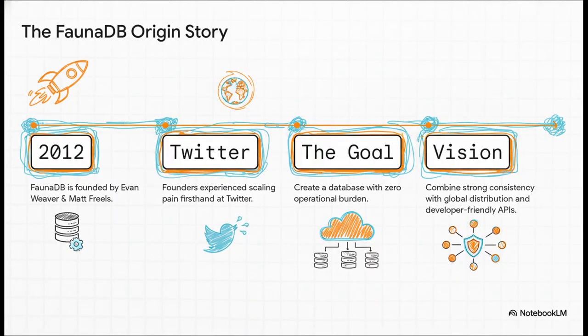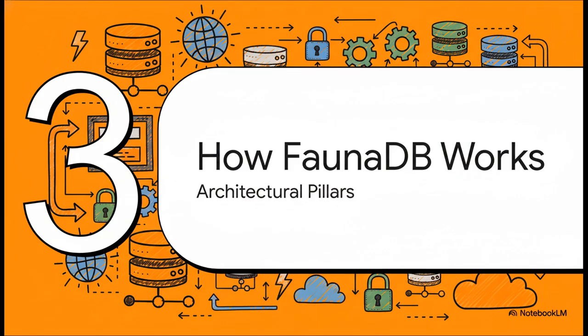Right. So back in 2012, two engineers from Twitter, Evan Weaver and Matt Freels, had basically had enough of the constant operational pain. They'd lived through the scaling nightmares. So they set out to build their dream database, one with zero operational burden. The vision was ambitious but clear. Give developers the strong consistency of SQL and the global scale of NoSQL, all in one package that was actually a joy to use. So, how'd they actually pull this off? What's the secret sauce here? Let's pop the hood and take a look at the core architectural pieces that make FaunaDB tick.